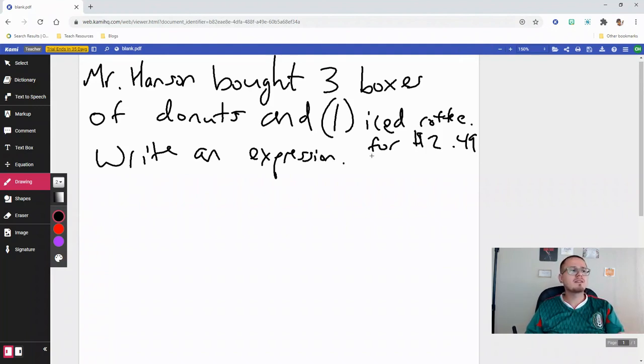So I bought 3 boxes of donuts and a nice coffee for $2.49. Can I write an expression? Sure. But what's that expression going to represent? I'm thinking it's going to represent money, dinero. So 3 boxes of donuts. Do I know how much the boxes cost?